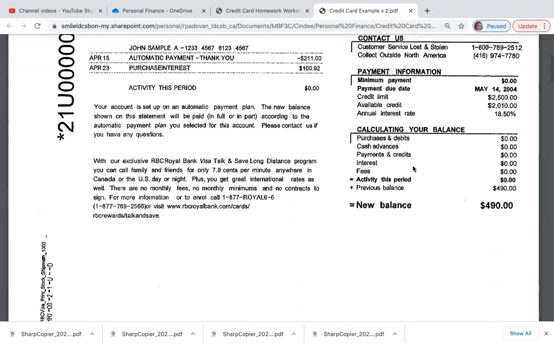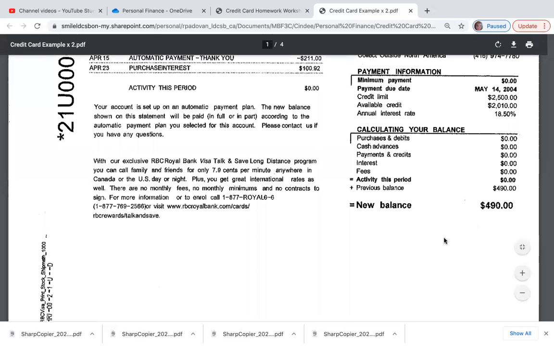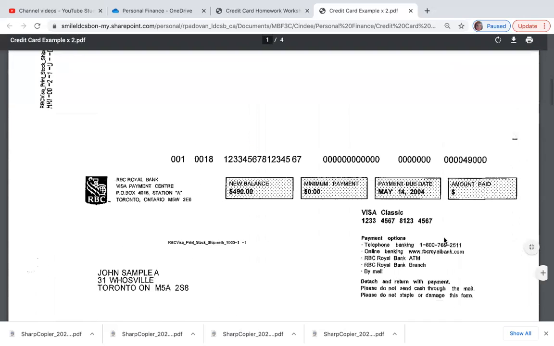So to be honest, I think it should be written there. But interest is nothing, fees are nothing, activity this period is nothing. So you did have a balance owing from before of $490. You haven't made any payments, so you still owe $490 is what that's saying.